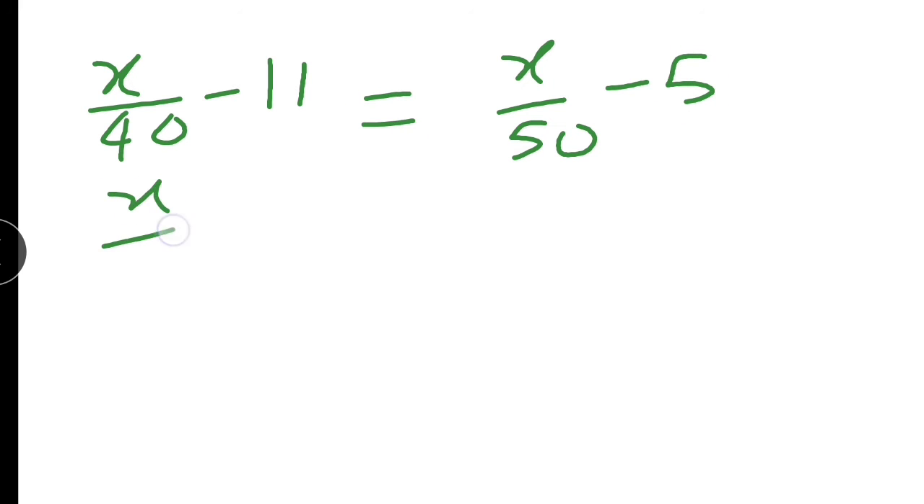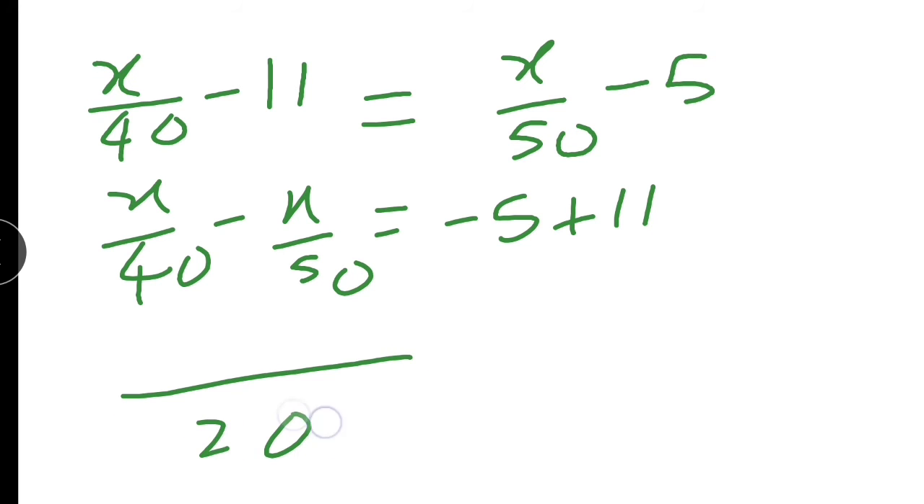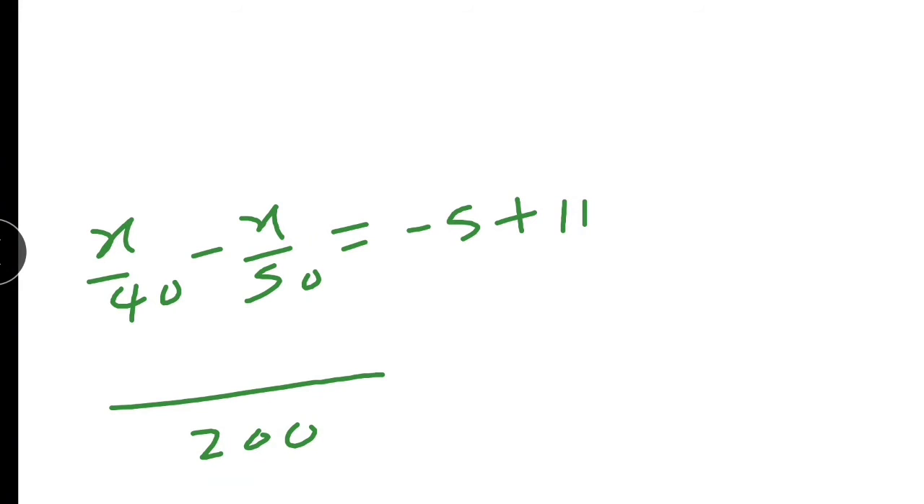Now write variables on one side and constants on the other side. So it is equal to minus 5 plus 11. The LCM of 40 and 50 is 200. In the 40 table, 5; in the 50 table, 4. So 5 into x minus 4 into x equals minus 5 plus 11, which is 6. It is in minutes, because the 5 and 11 are both in minutes, as given in the question.